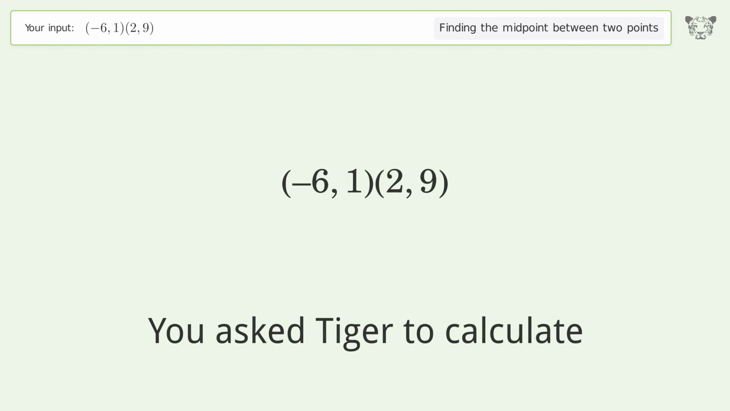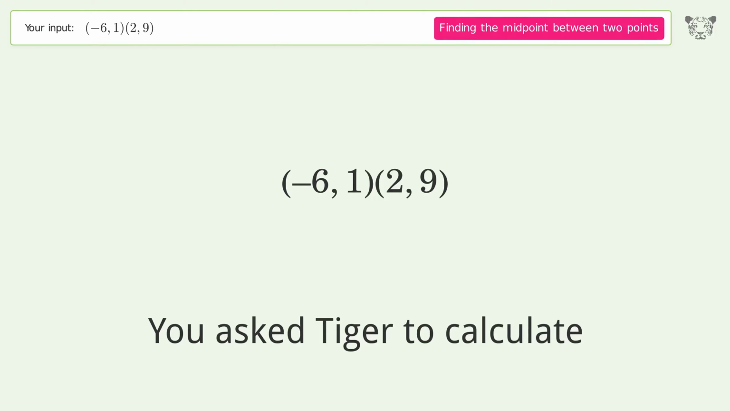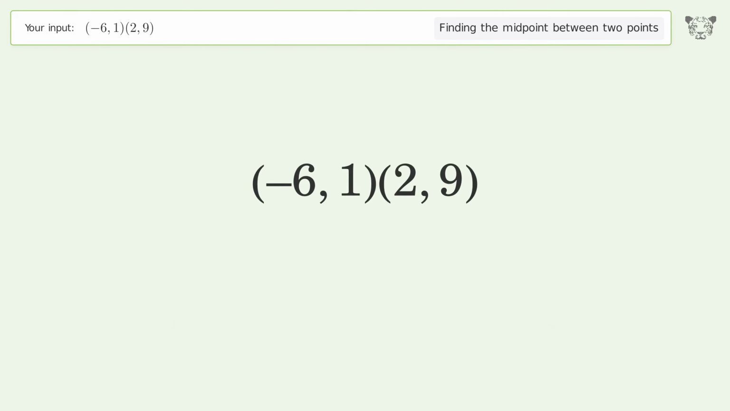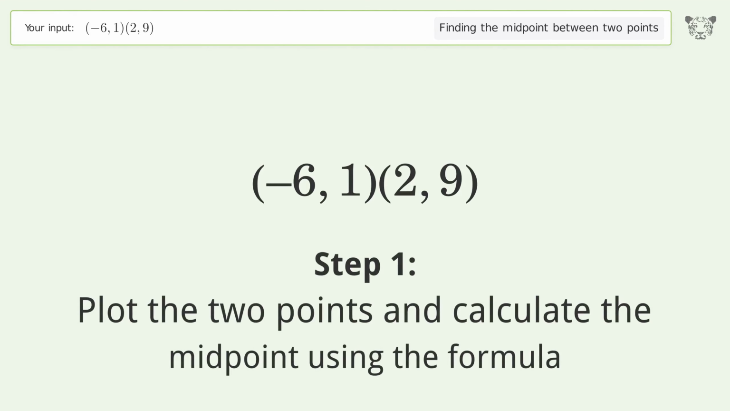You ask Tiger to calculate. This deals with finding the midpoint between 2 points. The midpoint between the 2 points is -2, 5. Let's solve it step by step. Plot the 2 points and calculate the midpoint using the formula.